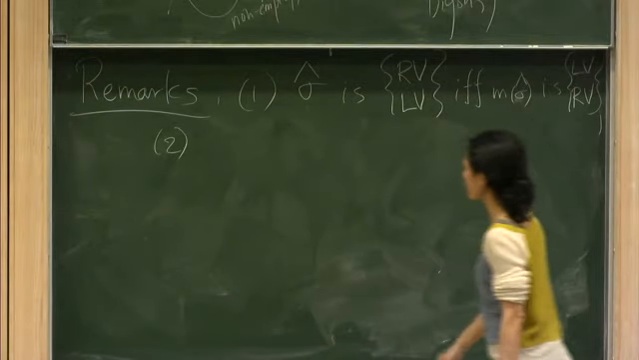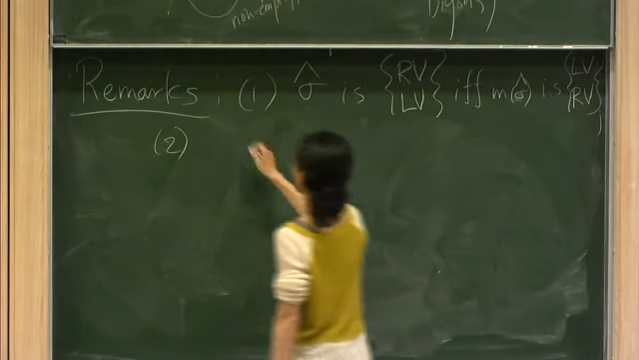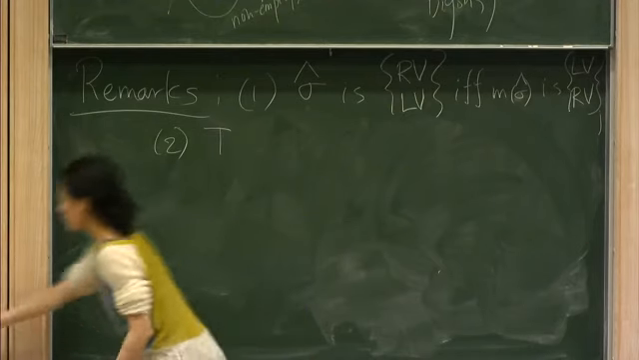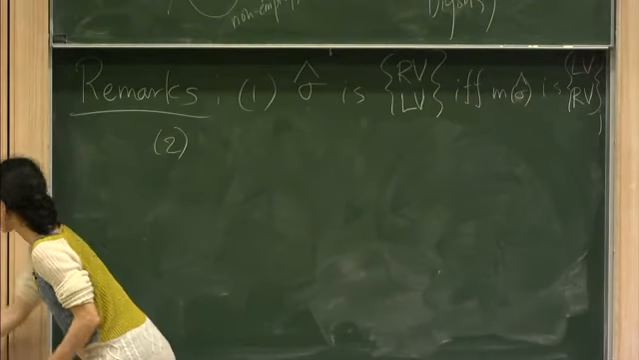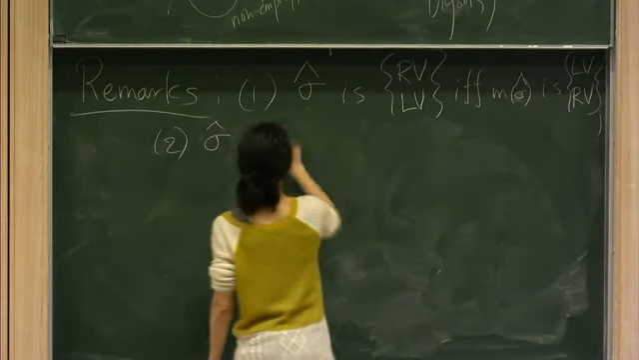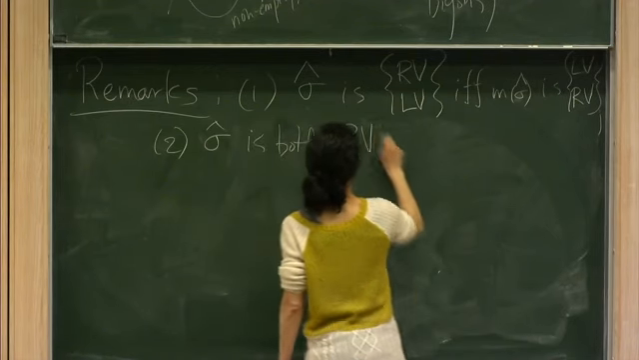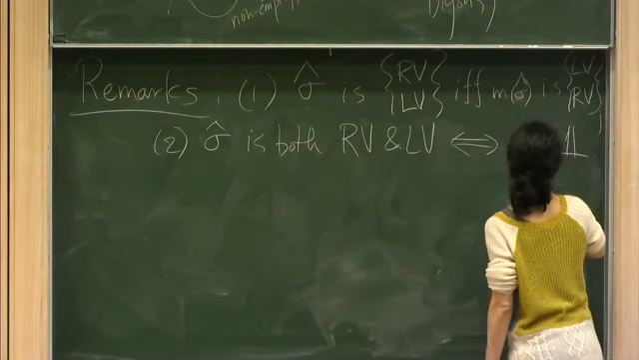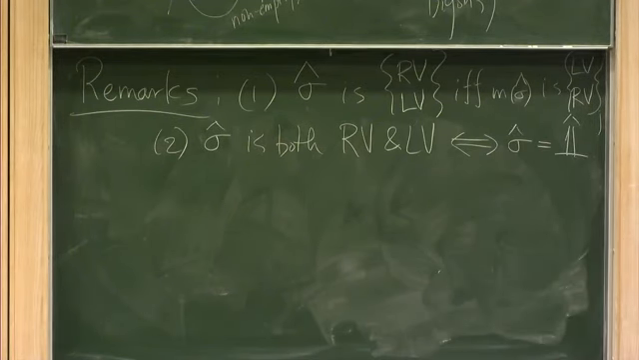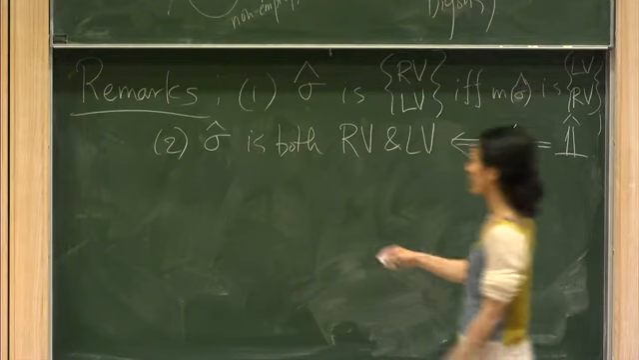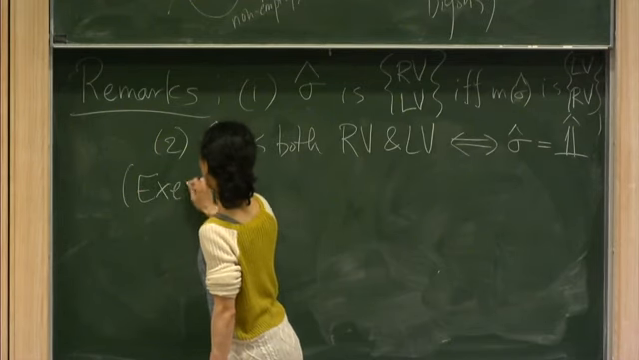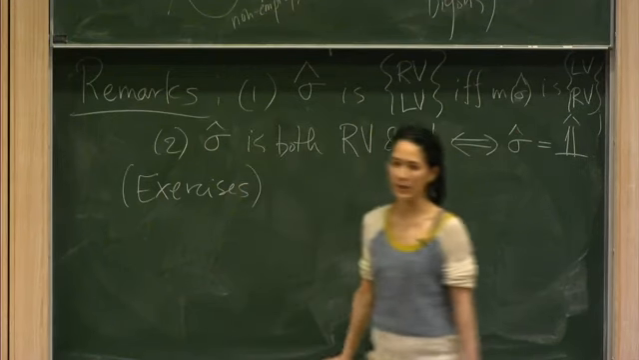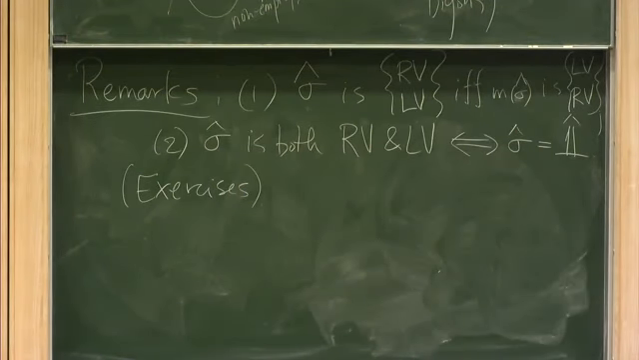Okay, and then the second point is that a braid is both right varying and left varying if and only if it's the identity, or its conjugacy class is the identity conjugacy class. So these will be exercises, and I give some hints about them in these sheets, which you should pick up after.